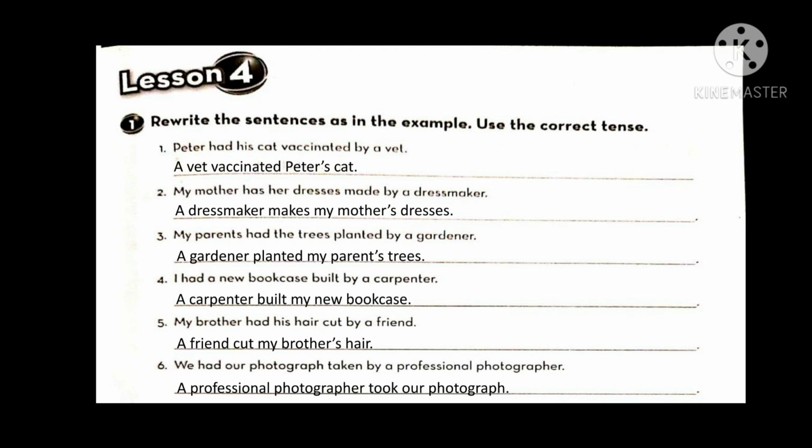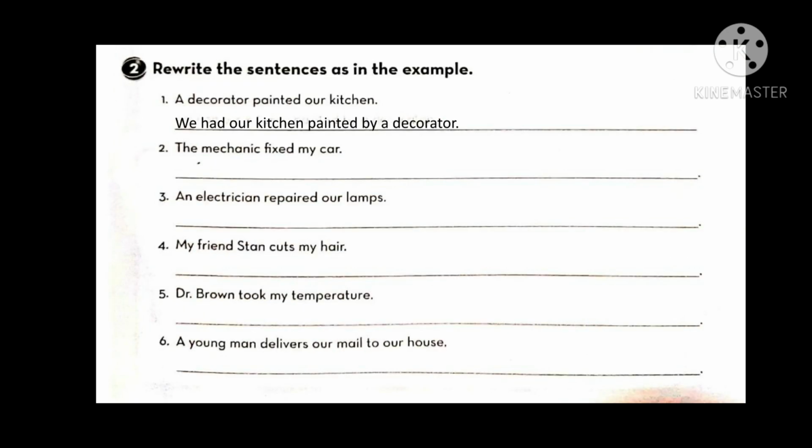So let's move to exercise number 2. Exercise number 2, let's read it and read the example that we have. Okay, rewrite the sentences as in the example. Okay, so number 1, a decorator painted our kitchen. A decorator painted our kitchen.